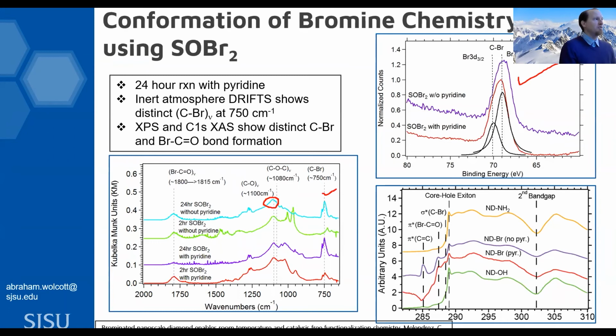And then with XAS, we found new features that we assign to a sigma star carbon-bromine bond, the alkyl bromide, and what we believe to be an acid bromide, occurring at approximately 287.5 eV. You'll notice that after the amine chemistry, done with a simple amine, ammonia dissolved in THF, these features are removed. And so that's where the difficulty began: the ability to readily control the bromination.